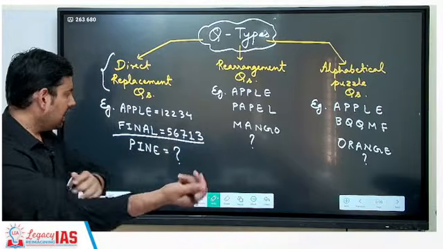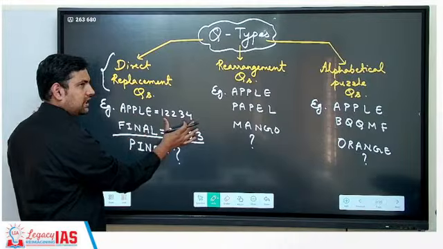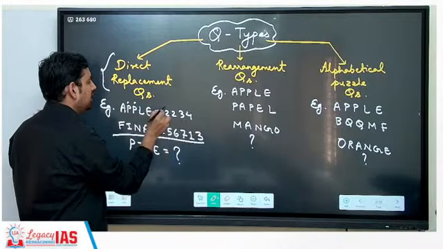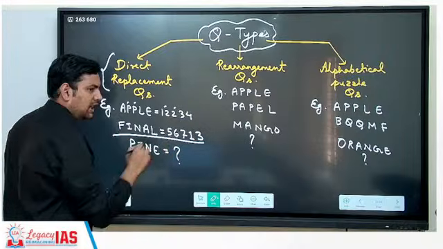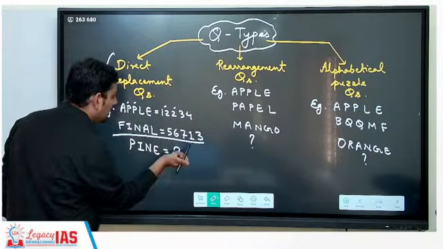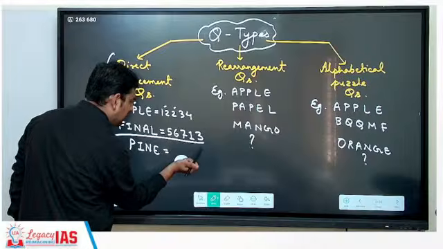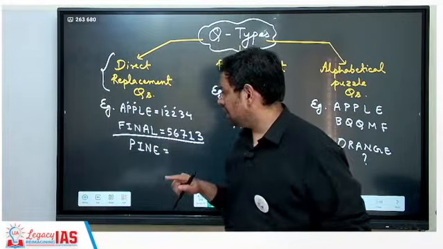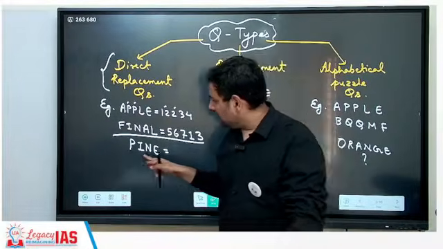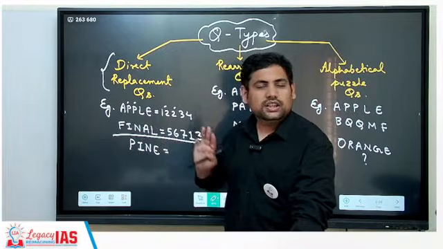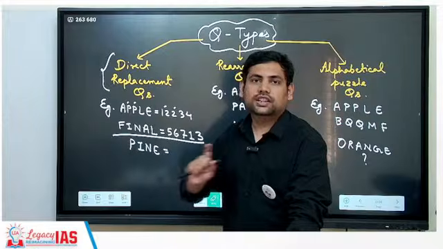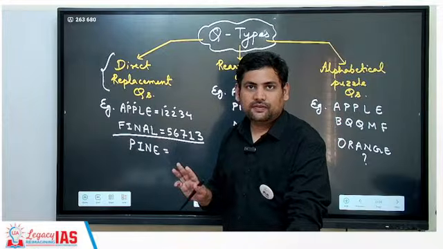Now see how it works. Apple is written like this, correct? PP is written as 2 2, then 1 3 4. Similarly, final is written like this. When you see a word like this, the first thing that should come to your mind is: can I form this word using the given words? This will remain our first initiative.